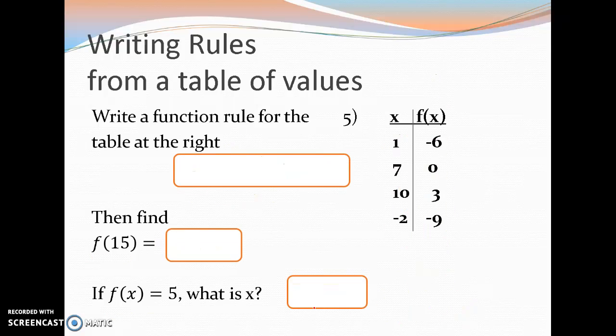All right, let's move on. Fifth example here. Same thing. We're trying to write an equation for a table. Here are our domain values. Here are our range values. 1 becomes a negative 6, 7 becomes a 0, 10 becomes a 3, and negative 2 becomes a negative 9.